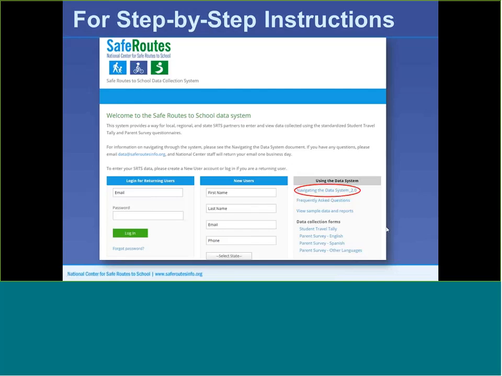So if you are interested, I do encourage you to visit the Navigating the Data System resource. It's an 8-page PDF that basically lays out objectives that most people try to achieve when inputting data and reporting data, and provides step-by-step instructions for doing any number of things you wish to do.